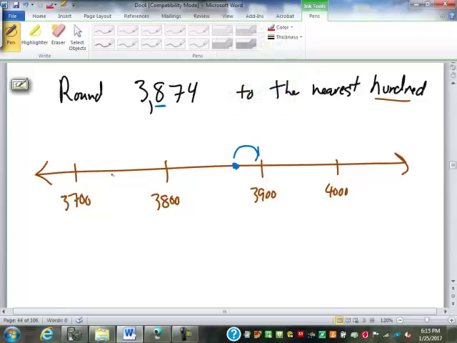We don't want to draw out that number line every time, though, so what we do is we find that digit that's in the hundreds place, and we look at the next one. The 7 is bigger than 5, so it's telling us we're closer to the next one up. The 8 here tells us we're between 3,800 and 3,900. The 7 tells us we're closer to the larger one. And that's all I'm going to say about rounding. I'm going to assume you guys are good with rounding.